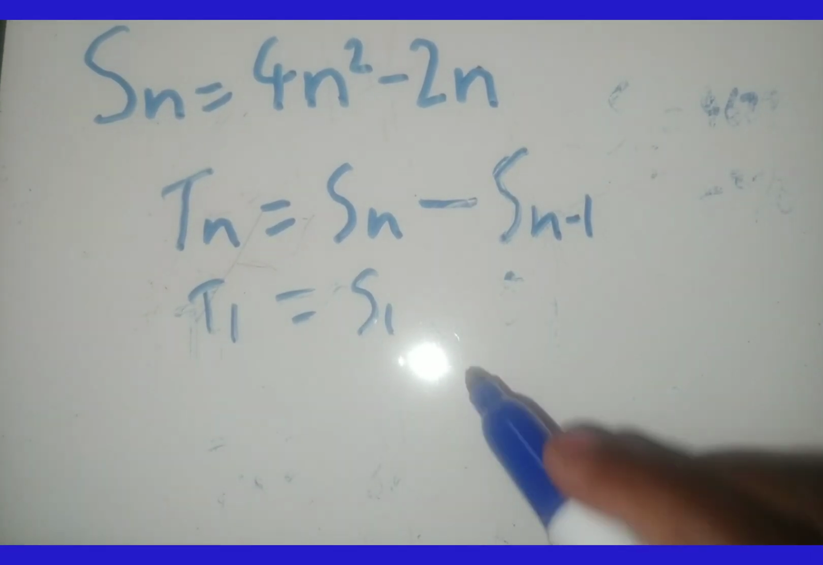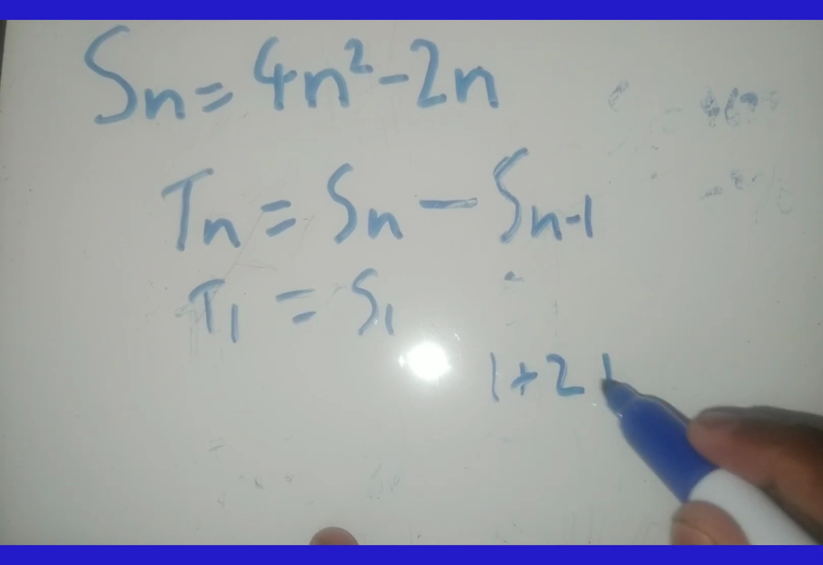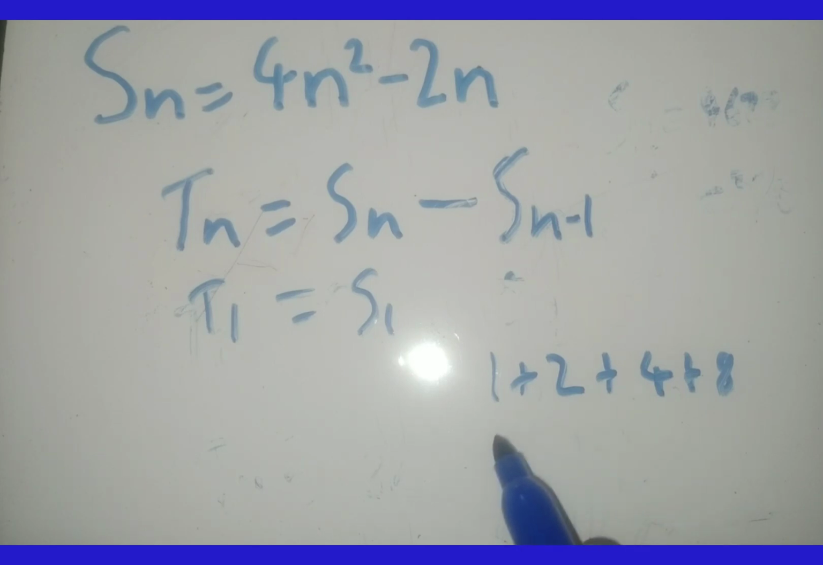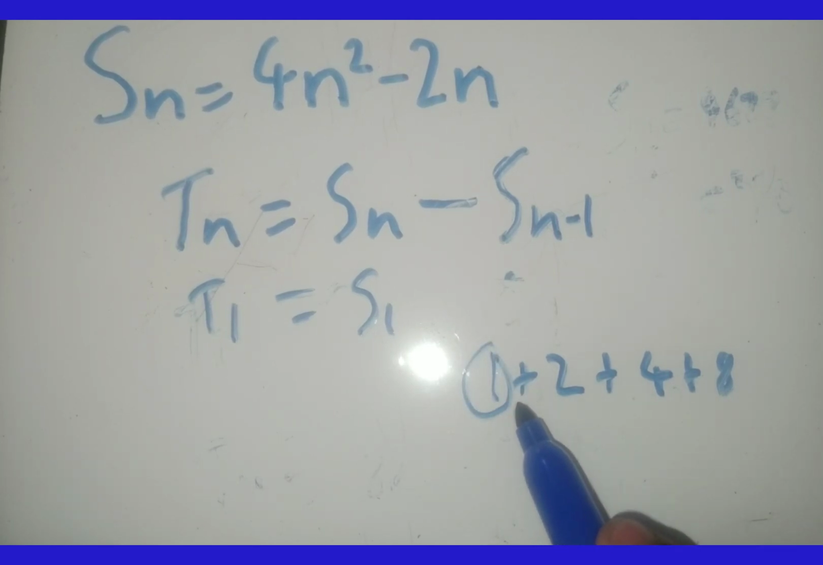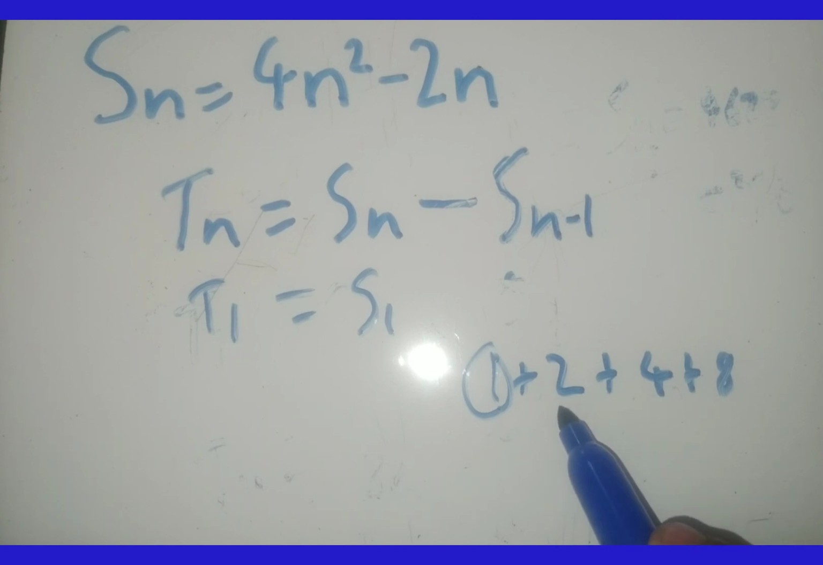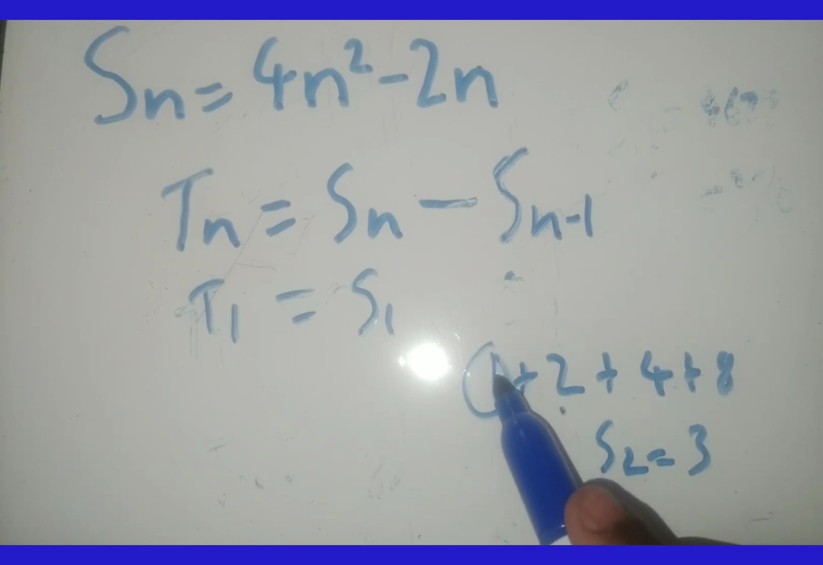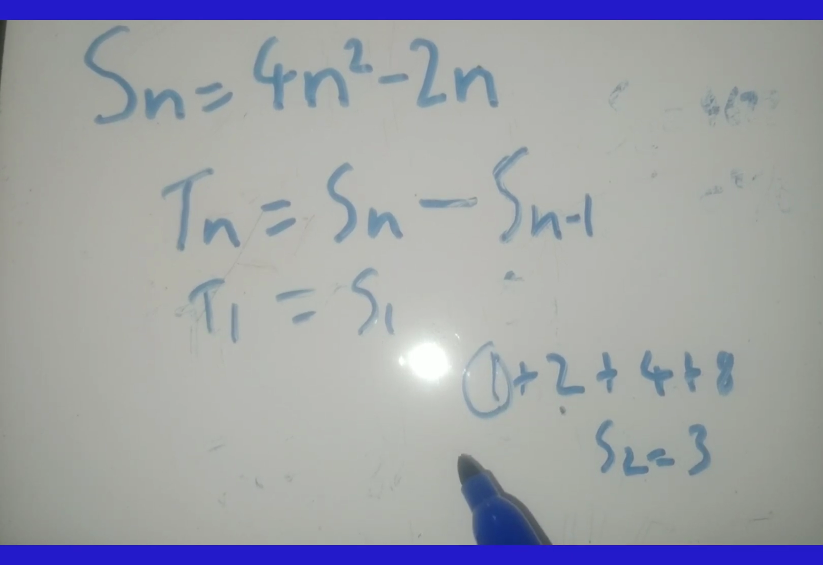Think of it. If we have a pattern like 1 plus 2 plus 4 plus 8, the sum of one term is just one term. If we say the sum of two terms, it will be this plus this, so S2 will be 3. But if we just say the sum of one term, we're only counting that term. So the sum of one term is exactly the same as the first term. I hope you understand this. The sum of one term is just the first term, because we're not adding any other term, right?